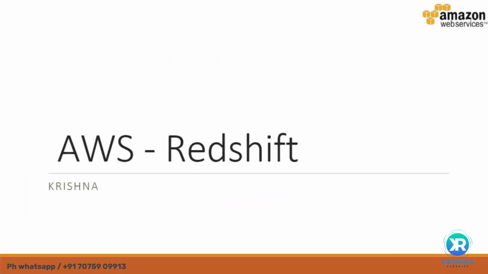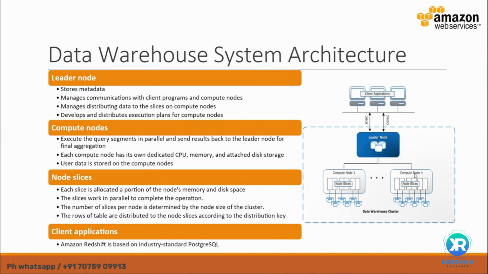Yesterday we were discussing the Redshift architecture. We said that Redshift is an MPP architecture. MPP means massively parallel processing. So what is MPP and what is SMP? SMP means symmetric multiprocessing, which means single node architecture. MPP means massively parallel processing, which is nothing but multi-node architecture, meaning multiple nodes will be there.